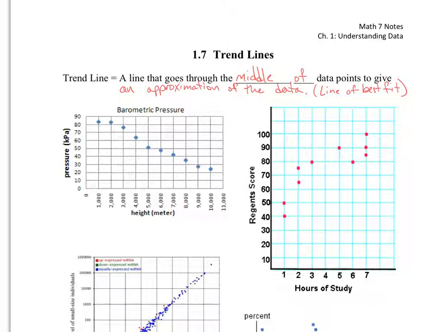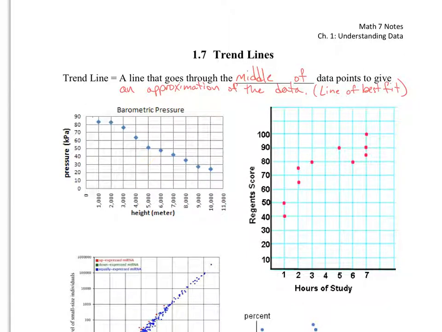So, when we look at this upper left graph here, it shows barometric pressure. It's height and pressure. There's some data points there. What would you say the trend is on this? Positive, negative, or neutral? Negative. So my line, if I was going to draw a line to best represent this, it would go down from left to right. Typically, your line of best fit, and everybody's going to be slightly different, is going to try to go through most of the middle of the data.